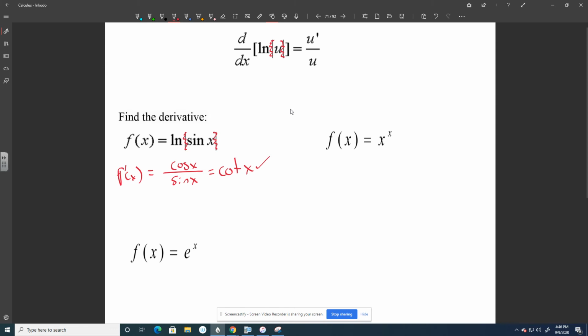Okay. This one on the right, x to the x. Again, one that I see people try to use the power rule. They try to take this x and bring it down and they say, okay, the derivative is x times x to the x minus 1. No, no, no. Everything about that doesn't work. So please don't do that.